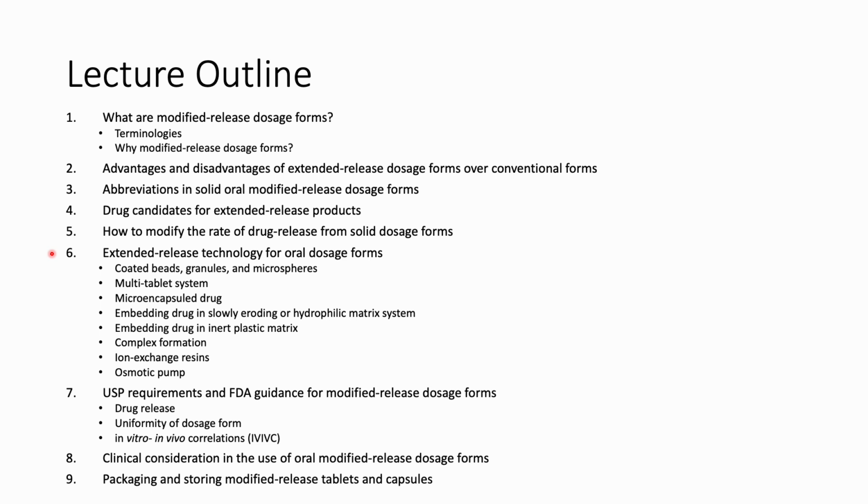6. Extended release technologies for oral dosage forms. Under topic 6, there will be several technologies for oral dosage forms. 7. USP requirements and FDA guidance for modified release dosage forms. Under topic 7, we will focus on 3 subtopics: drug release, uniformity of dosage form, in vitro, in vivo correlations, or IVIVC. 8. Clinical consideration in the use of oral modified release dosage forms. 9. Packaging and storing modified release tablets and capsules.